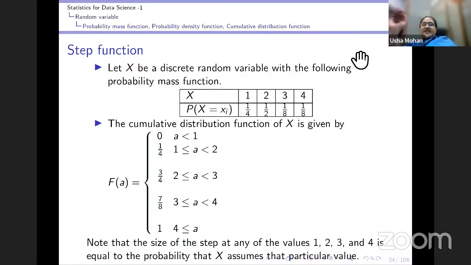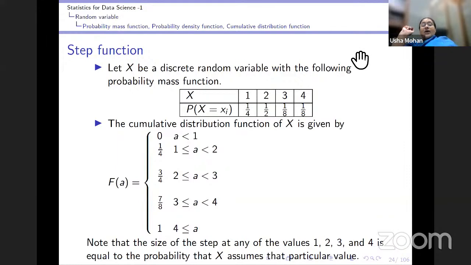I know 1 is less than 2, is less than 3, is less than 4. And I've been given that X takes the value 1 with probability 1/4, 2 with probability 1/2, 3 and 4 with probabilities 1/8 each. I can verify this is a probability mass function because 1/4 plus 1/2 plus 1/8 plus 1/8 is equal to 1. So this is a probability mass function.